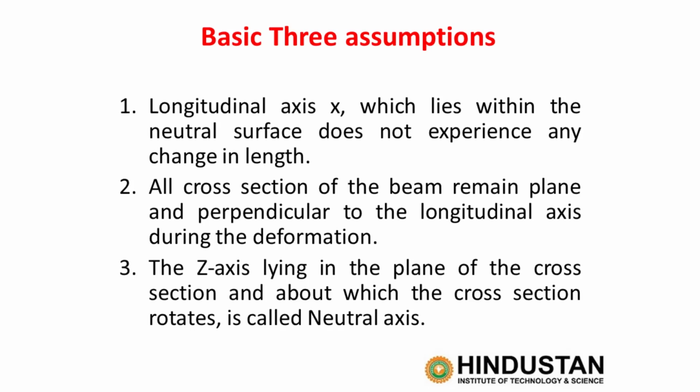For example, if we take this beam, this axis is called the x axis, this is your y axis and this is your z axis. The layer which is in between the top layer and the bottom layer is called the neutral layer. That is why I have shown the longitudinal axis x lying within the neutral surface. So, we will take a horizontal beam with a vertical axis of symmetry.